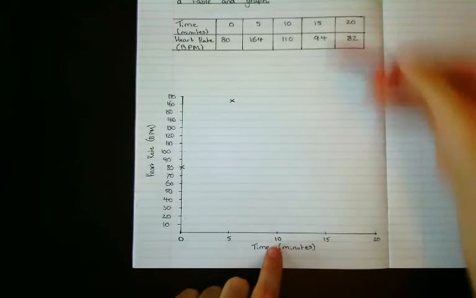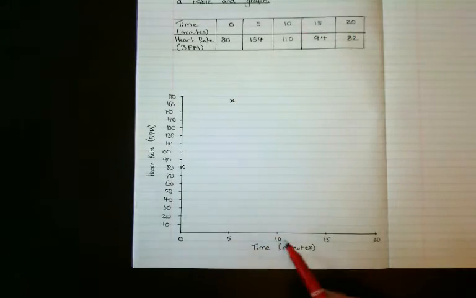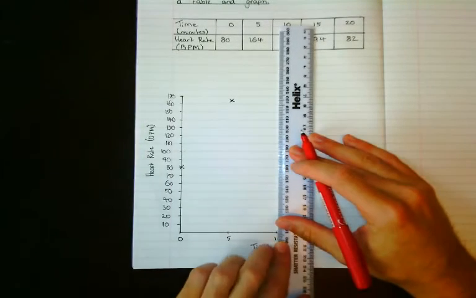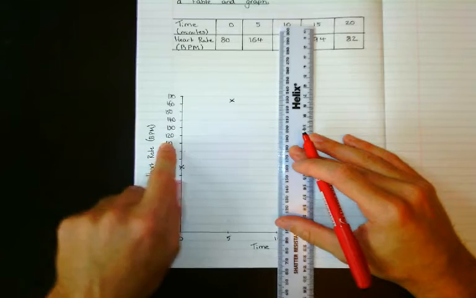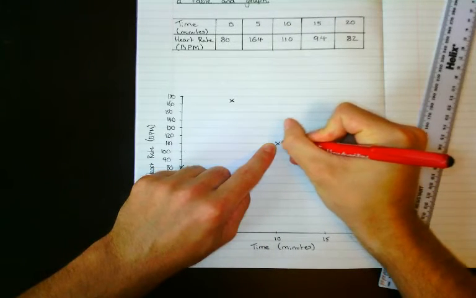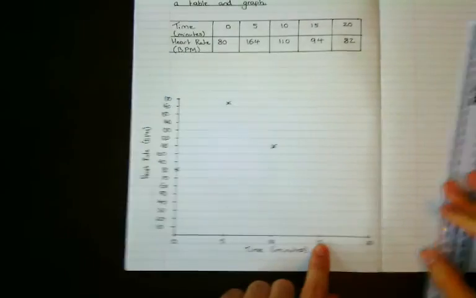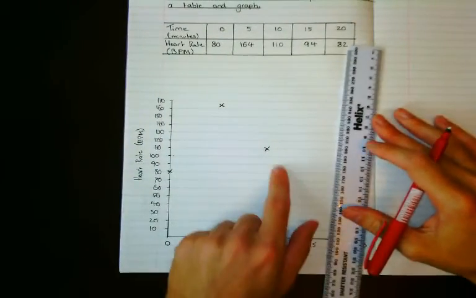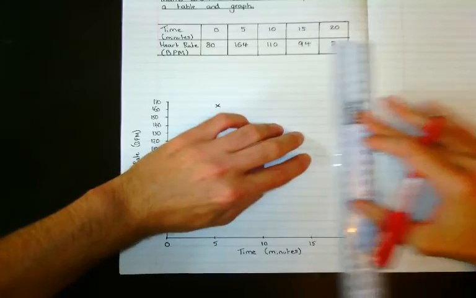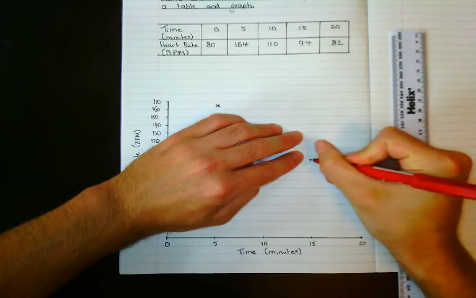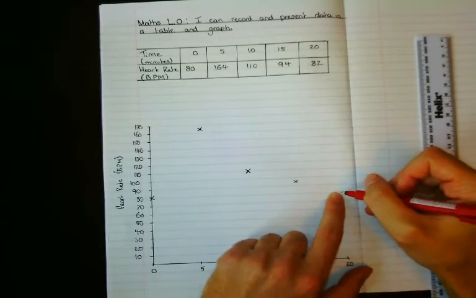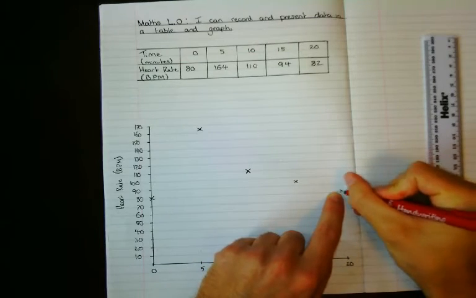And then I'm going to do the same for 10 minutes. At 10 minutes, my heart rate was 110. Again, that's quite a nice number because it's a multiple of 10, like my scale. So 110 is here. And then 15 minutes was 94. 90, and again it's 94, just below halfway. And then 20 was 82. So there's my 80, and just above would be there.